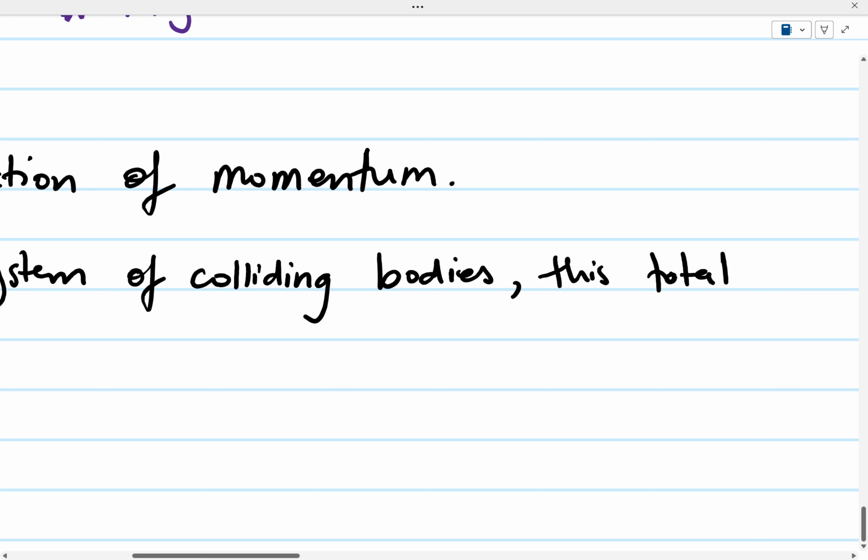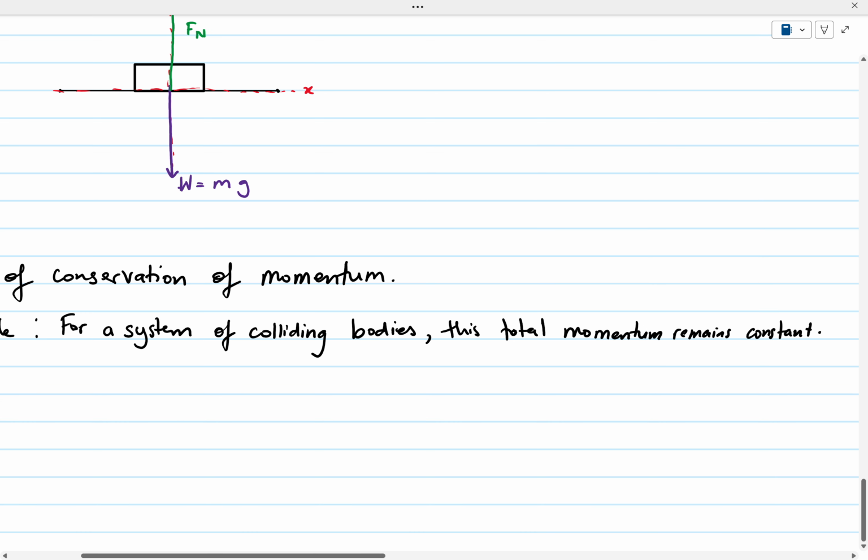So the momentum in and of itself just remains constant. That's all we're looking at. We're saying that for a system of colliding bodies, the total momentum remains constant, but you need a note: provided that no external forces are acting on the system.